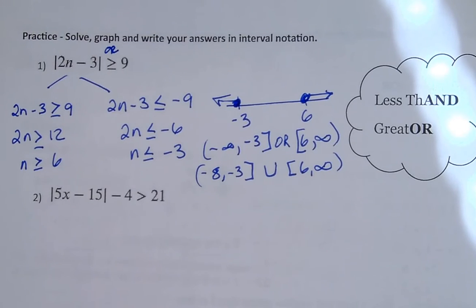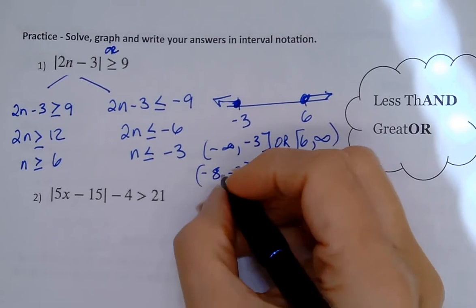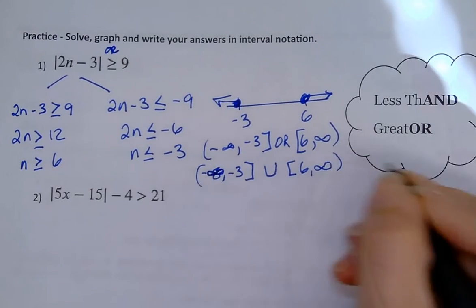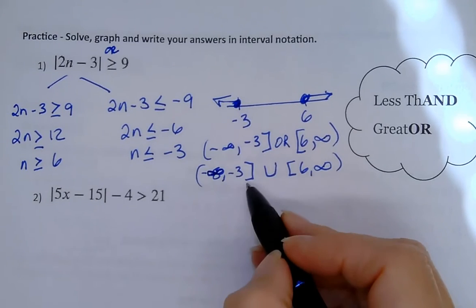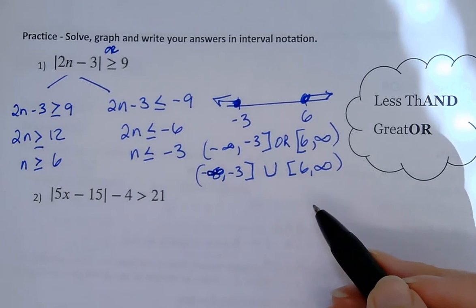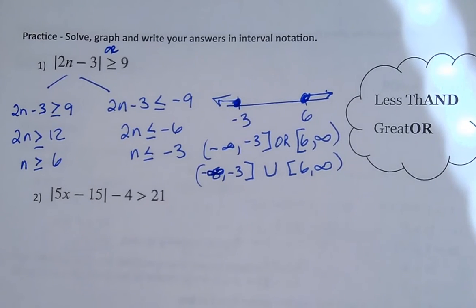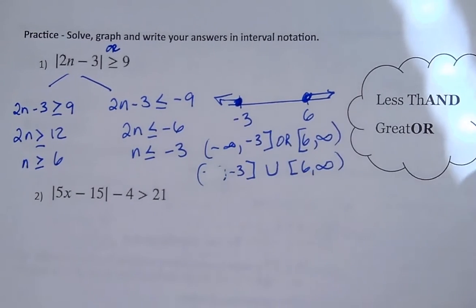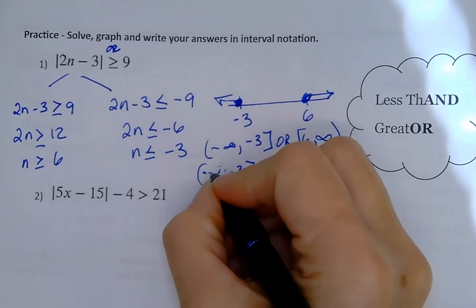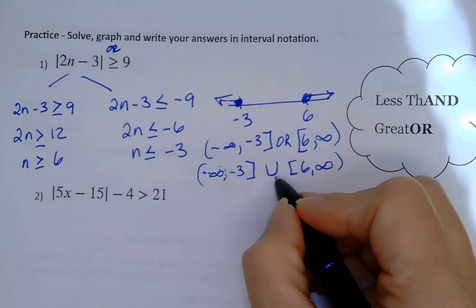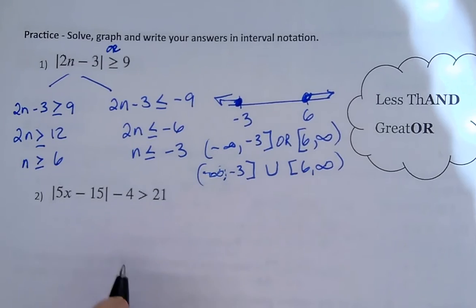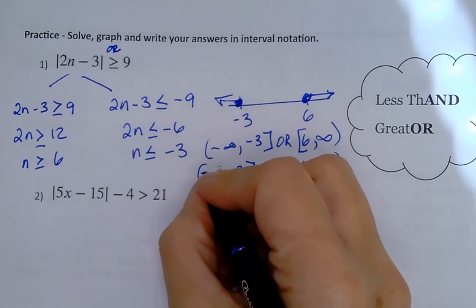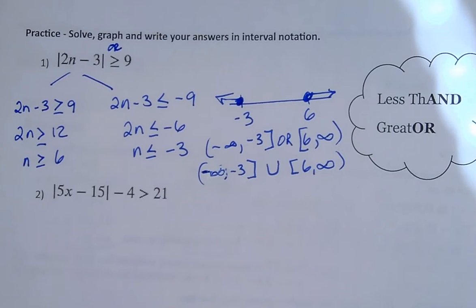The answer to number 1 is, oops, that's supposed to say infinity, not -8. The answer to number 1 is going to be anything from -infinity all the way to -3. I use a square bracket because I can include -3, or it can be from 6 all the way to +infinity. Let me make that look better. Okay, so when we have an or statement, we want the union of anything that can solve this part and anything that can solve this part. We want the union of those two pieces of information. That's what or means. Okay.